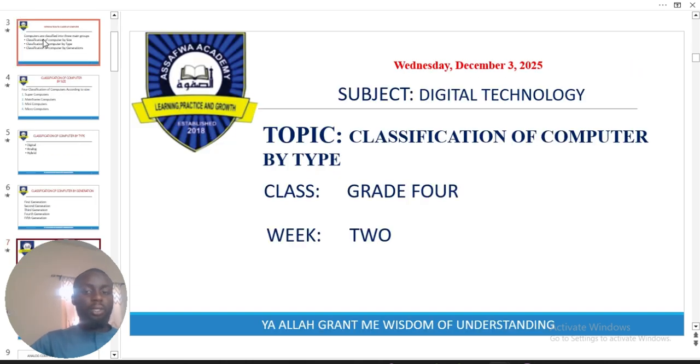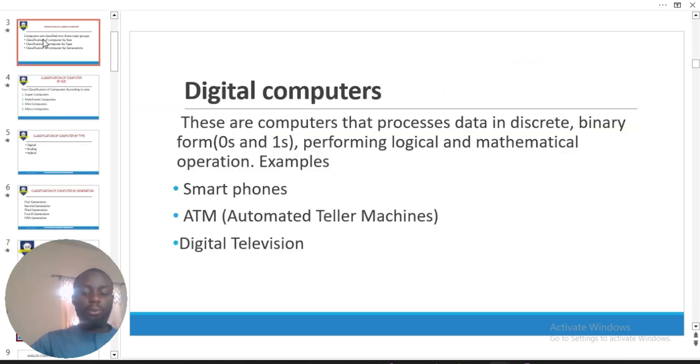So going to the next topic, which is the classification of computer by type. The digital computers are the computers that process data in discrete binary form, for example, from 0 to 1, performing logical and mathematical operations. Examples are the smartphones, the ATM, and the digital television.